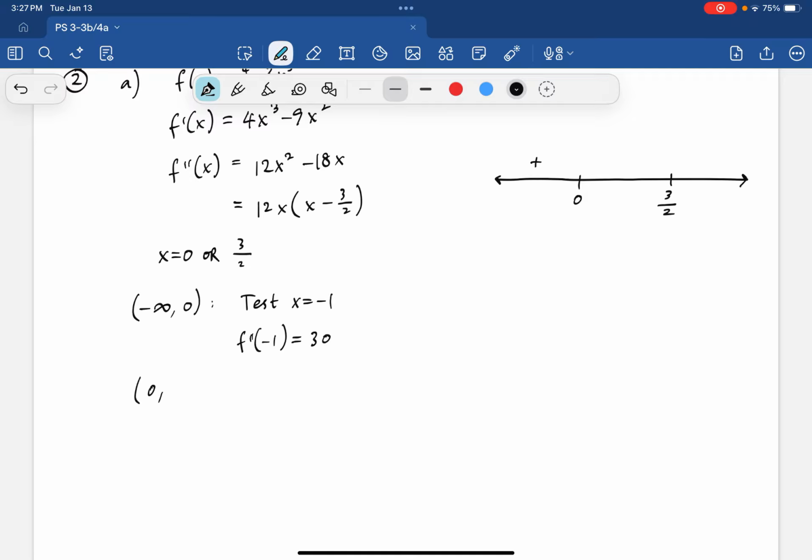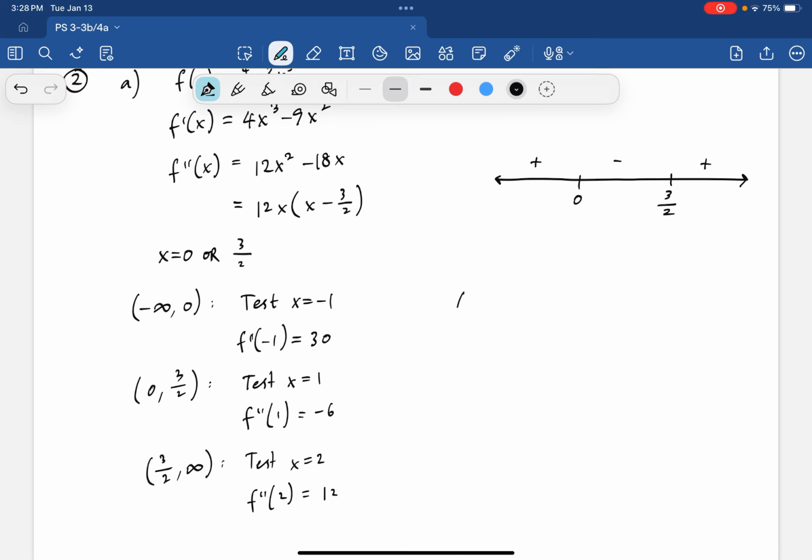And then from 0 to 3/2, let's test x equals 1. We are going to get negative 6. So it's minus. It's concave down. And from 3/2 to infinity, we'll test x equals 2. We should be getting 48 minus 36, which is 12. Positive.